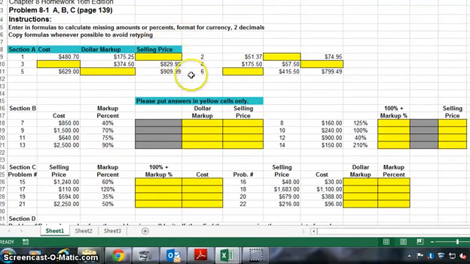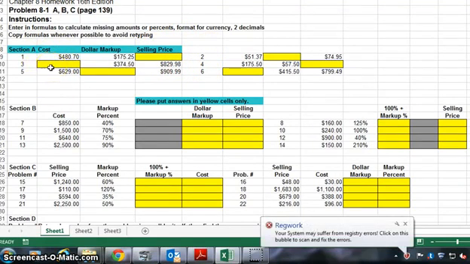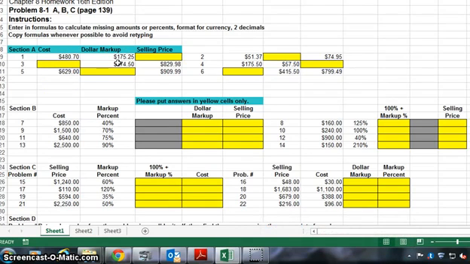We're working on Chapter 8, the markup chapter. There's two sections to Chapter 8. The first part is markup based on cost, and that covers pages 138, 139, and 140. And then the last section covers the last two pages of the chapter, markup based on selling price.